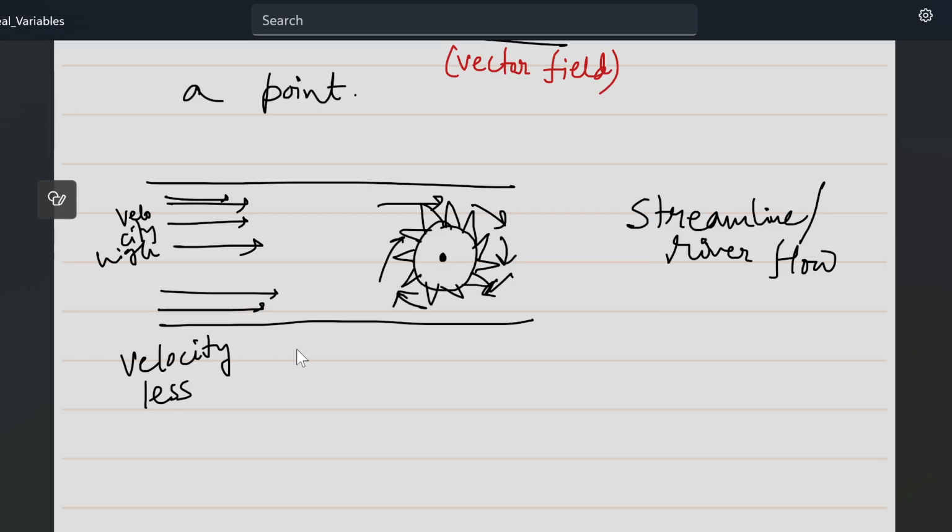So the fluid, then what will happen? The fluid is going straight, but since you put some object, it started rotating. The circular object rotates, which means the fluid also starts rotating.